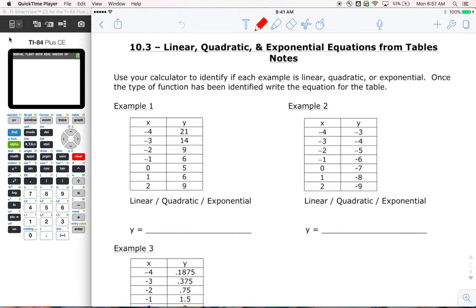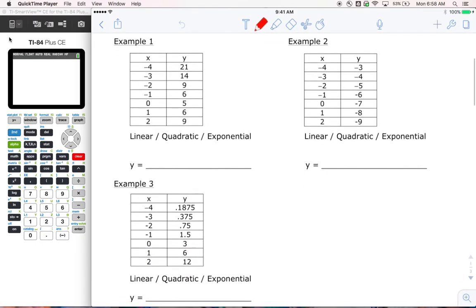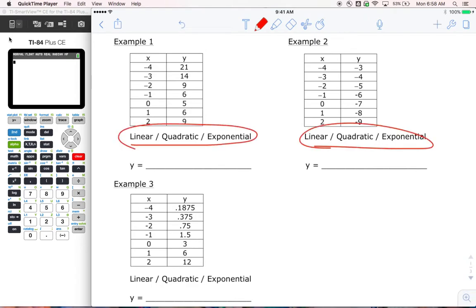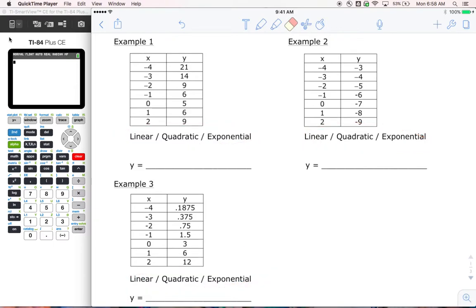10.3, linear, quadratic, and exponential functions. We're looking at their equations from tables. So we're going to go ahead and I want you guys to look at all three of these examples kind of as a whole. And I want you to notice that in each of these we have three options and only three options. Each of these tables represents one linear, one quadratic, and one exponential function. And we're going to talk about how you can recognize it just looking at it, and we're also going to talk about how your calculator can give you this answer as well.